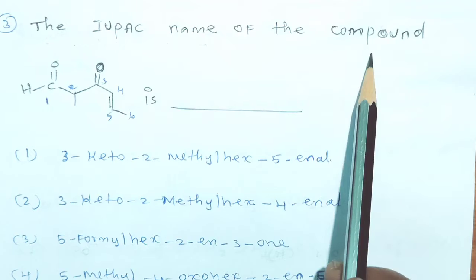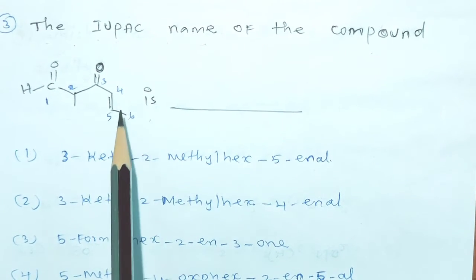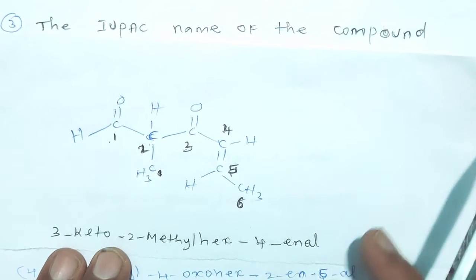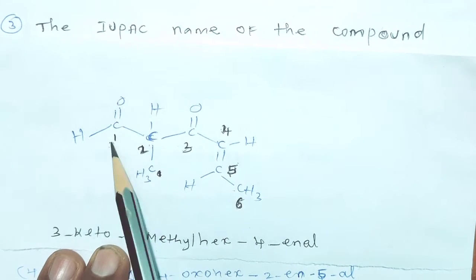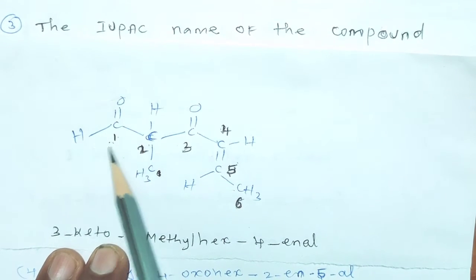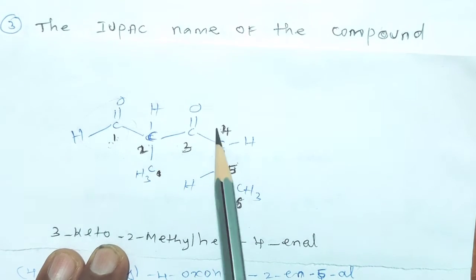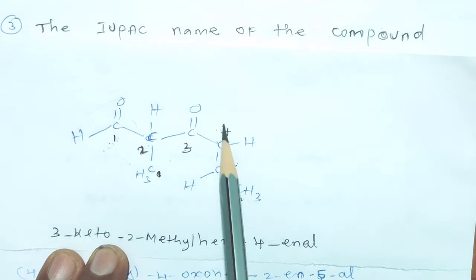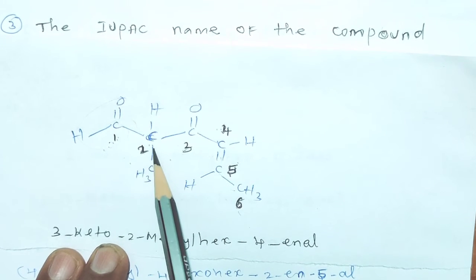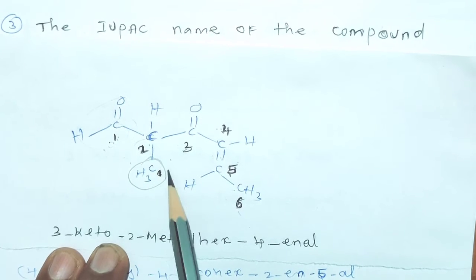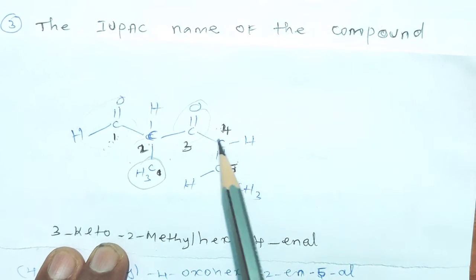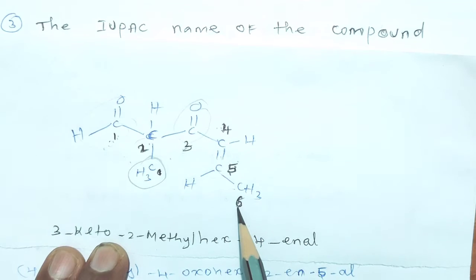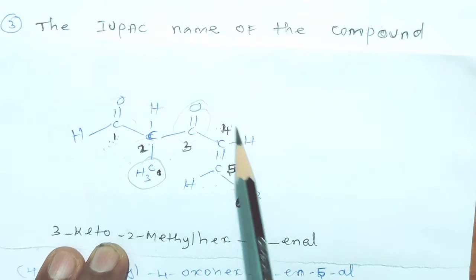Next, the IUPAC name of the compound. Here a compound is given, and you write the IUPAC name. Number the carbons: 1, 2, 3, 4, 5, 6. Six carbons are there. Numbering from the aldehyde, 1, 2, 3, 4, 5, 6. At the second position there is a methyl group, the third carbon has a ketone, and the fourth carbon has an alkene, that means a double bond. This is the main structure.